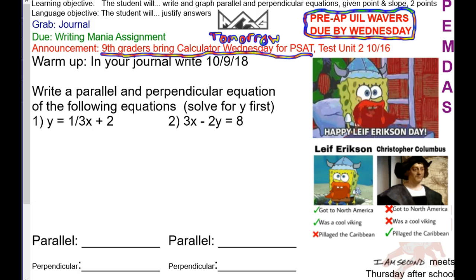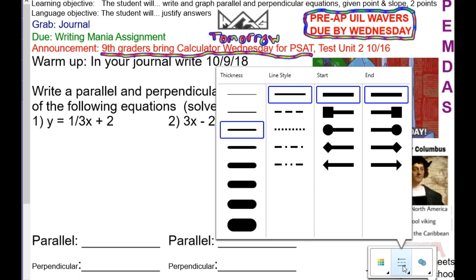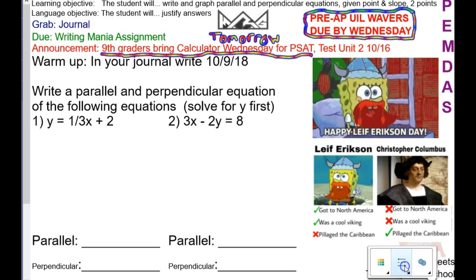So, let's do this warm-up. We need to write a parallel and a perpendicular equation. Now, y'all are so smart and you remember everything, so you're going to remind me for parallel. Okay. For parallel, we keep the slope the same, right? And the b, the y-intercept, has to change. Okay. So, what would I write? Y equals what?